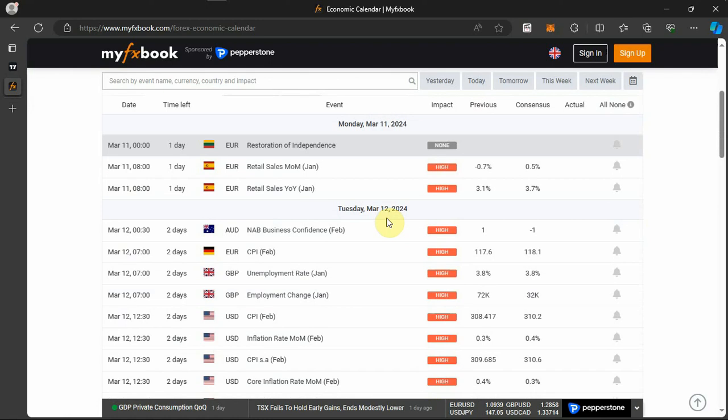Let's delve into the economic news calendar and see what is happening on Monday, the 11th of March, 2024. We have the US. We have retail sales month over month for the month of January for Spain. Retail sales year over year for the month of January for Spain.